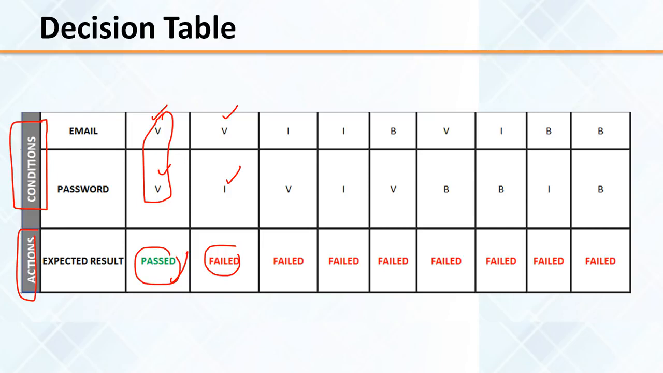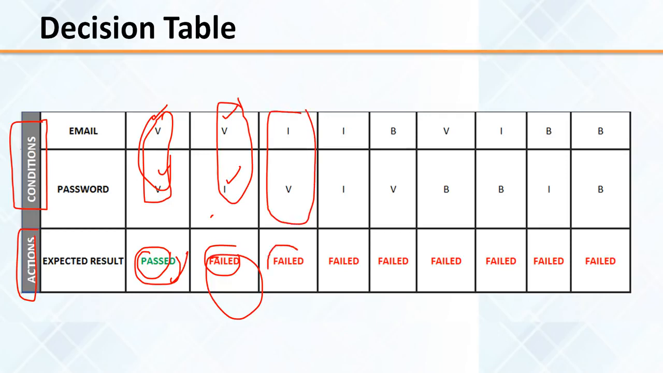Suppose the application is taking both valid. What is the application action? The application should pass. Similarly, if the condition is email valid and password invalid, in this condition the action is fail. And if I have invalid and valid condition, again the application action is fail. Similarly, we can create a number of inputs by using a decision table. This is also one kind of technique for creating your test cases and test data.